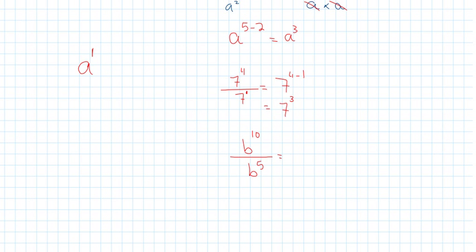So, that would be the subtraction. So I'm going to have to leave my base. What's my base? 6. B. Oh, I thought it was a 6. And then what do I do with my exponent? Subtract. So 10 minus 5. So that gives me B to the power of 5.